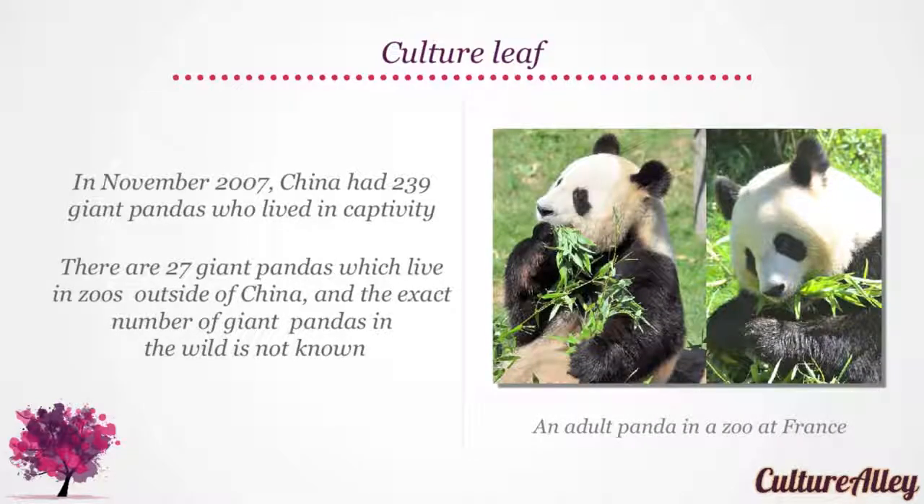In November 2007, China had 239 giant pandas who lived in captivity. There are 27 giant pandas which live in zoos outside of China, and the exact number of giant pandas in the wild is not known. Here you can see a picture of an adult panda in a zoo in France.